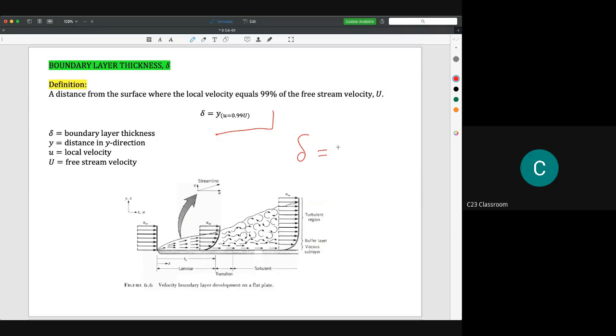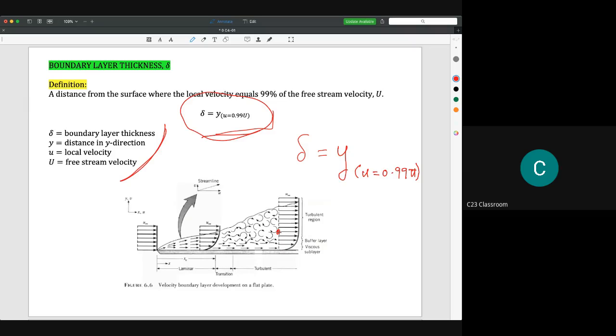So the delta is the value on the y-axis from 0 until the local velocity is 99% of the free stream velocity. This is the mathematical expression for the boundary layer thickness. Okay, so the legend is here. Delta is the boundary layer thickness, y is the distance in the y direction, small u is the local velocity, meaning the velocity of one molecule here, and capital U is the free stream velocity.